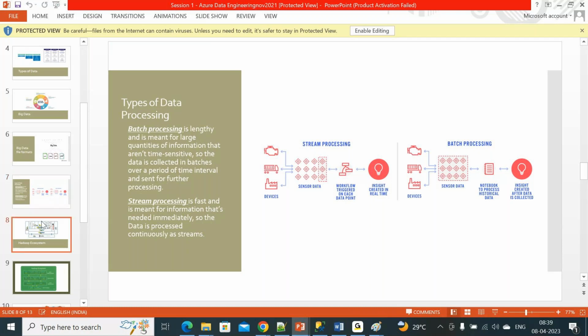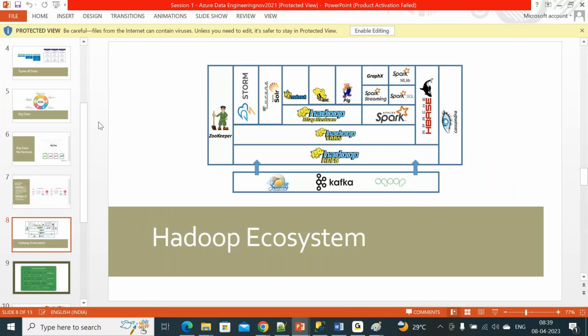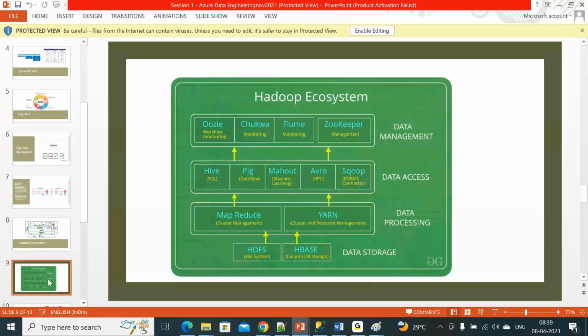Next, as I said, Hadoop. Once big data came into the picture, we needed tools to work with this data, so so many tools were introduced in the market. When Hadoop was there, this was the set of tools we used to answer a question. This is the ecosystem. For data management, we used Zookeeper. For data access, we used Hive, Pig. For data processing, we used MapReduce. For data storage, we used HDFS.